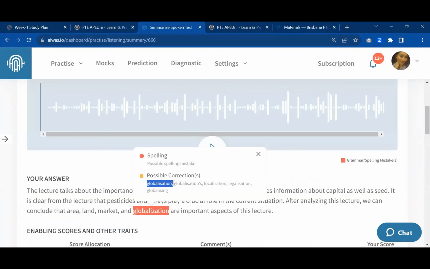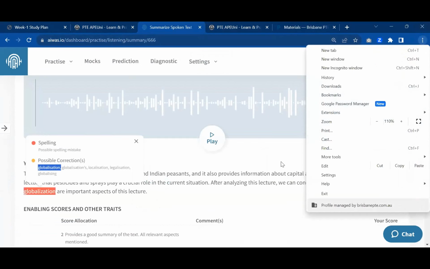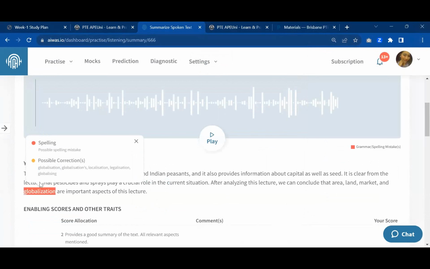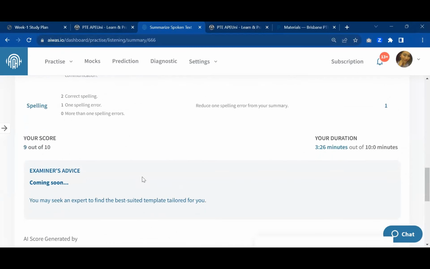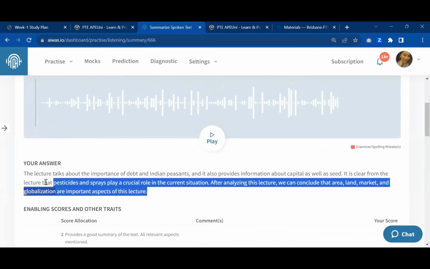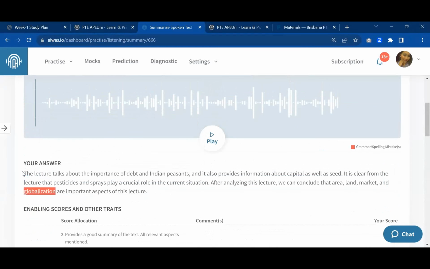Globalization. This is a very well-known fact about IVAS Plus, right, guys? Whoever is practicing on IVAS Plus should know that it will always suggest spellings to be written with S form, right? Both spellings are okay. One is the British form, another is the American form, right? Globalization, both are the same. So because of this spelling, we have lost 1 point and we have 9 out of 10. But in reality, this is also as correct as the other spelling.